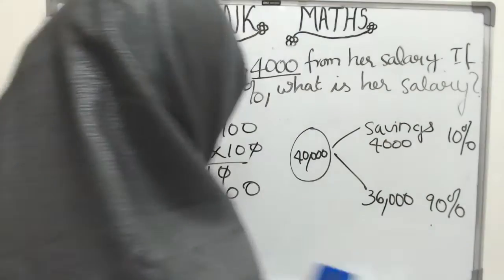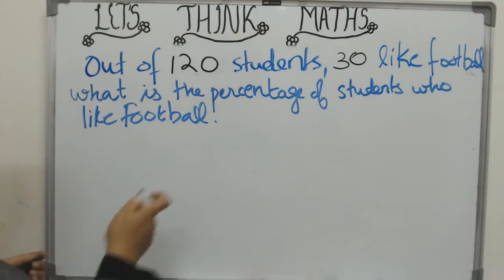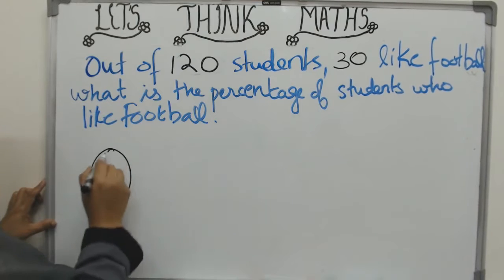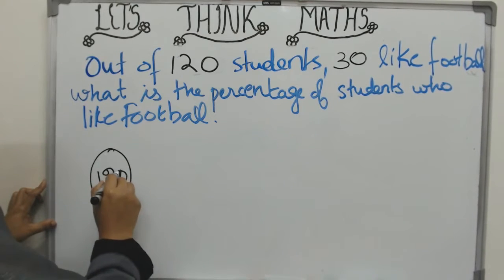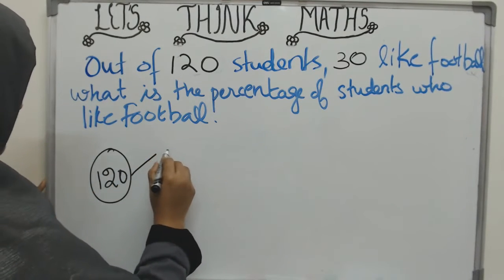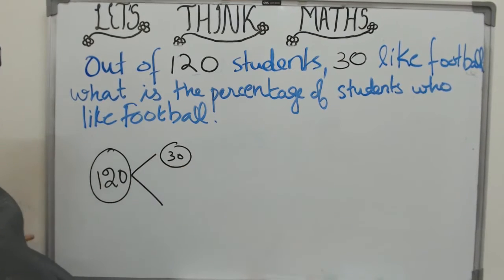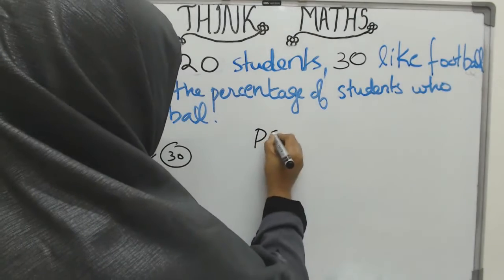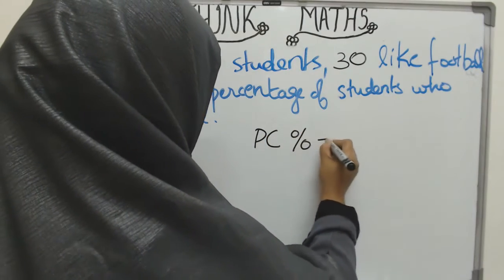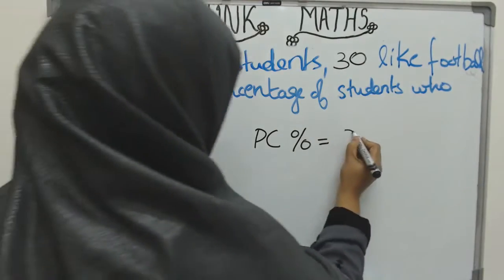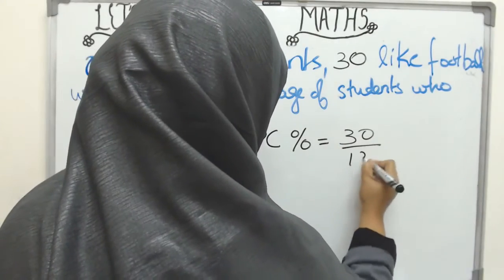Now we'll go to the next problem. Out of 120 students, 30 like football. So there you have the total number of students is 120. Those who like football is just 30, and the remaining are those who don't like football. So what is the percentage? The percentage is the number of students who like football by the total number. So that is 30 by 120.